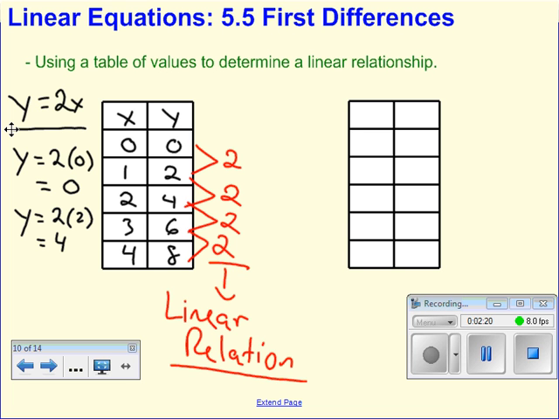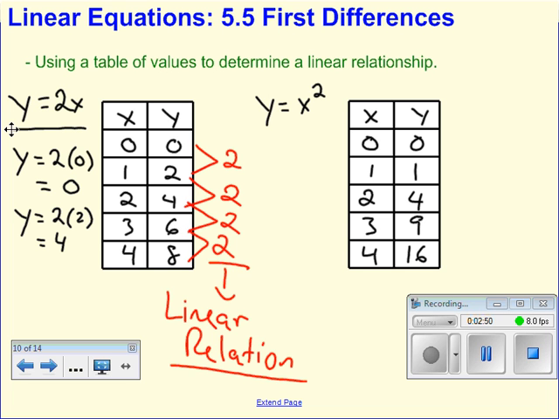Now let's take, for example, a very similar equation, y is equal to x squared. Same thing, I have an x and a y, table of values. I start at 0, x to 0 squared is also 0. 1 squared is also 1. 2 squared is 4. 3 squared is 9. And 4 squared is 16.